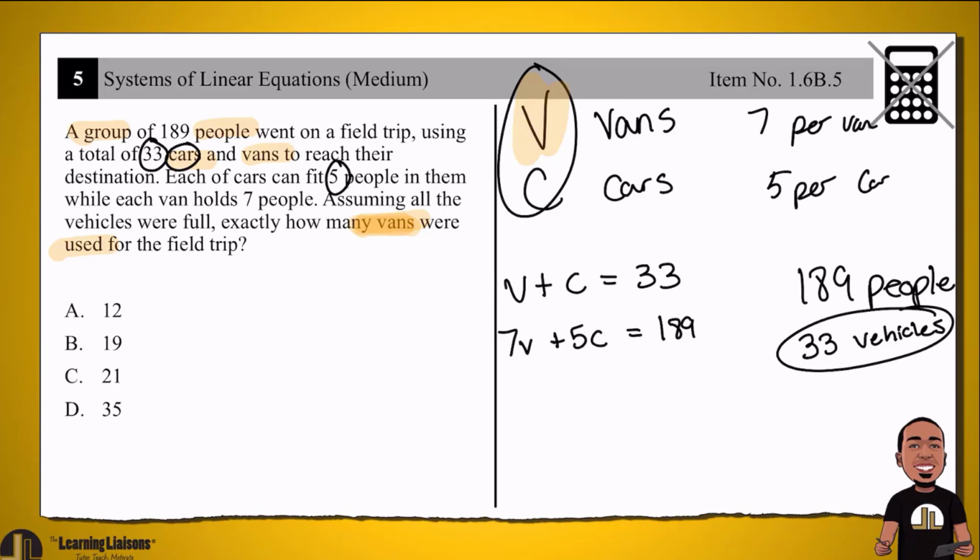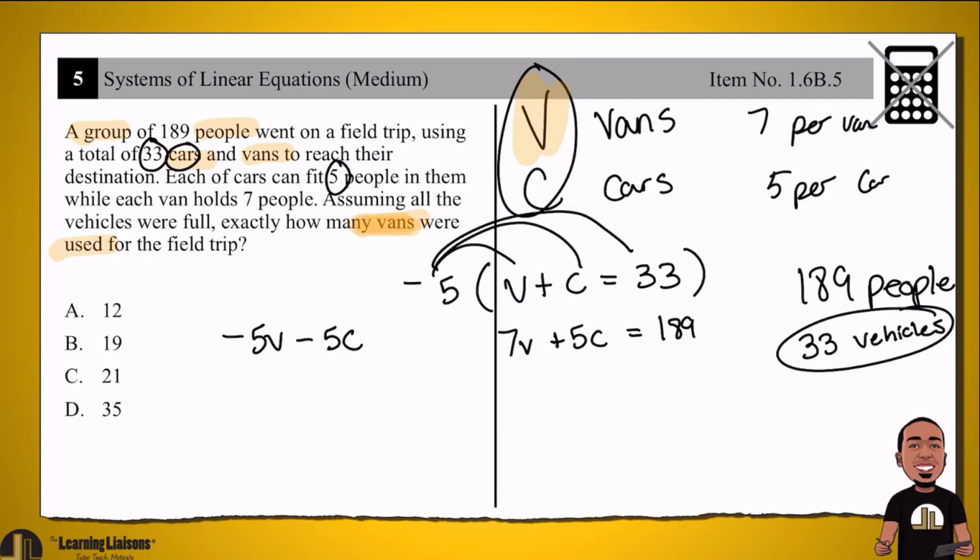To do that, I'm going to go ahead and multiply the entirety of my top equation by 5. And I can just do -5 to make it negative, so that way I can just add straight down and we're good. So -5 times V is -5V. -5 times C is -5C.